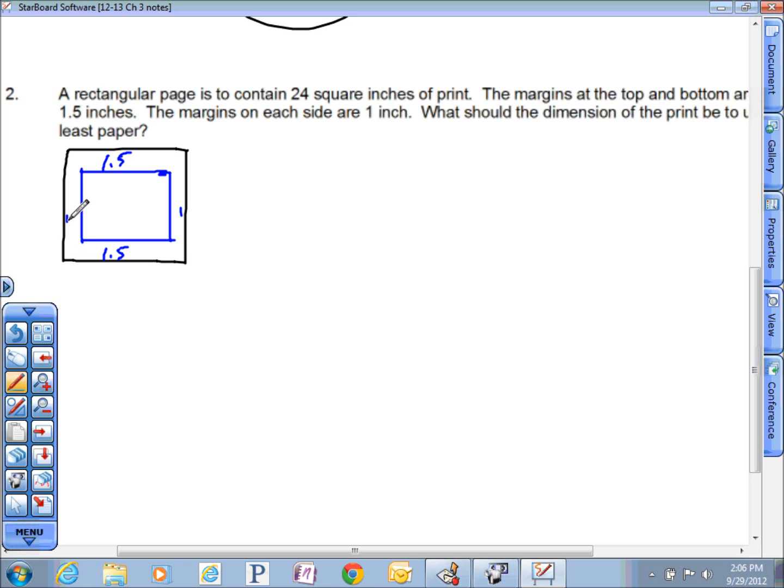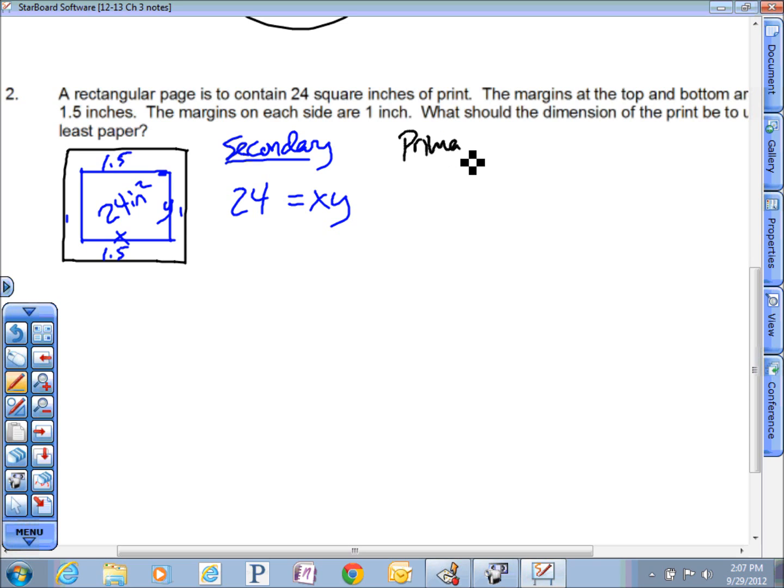So what do we know? It's got 24 square inches of print, which means this blue piece in here is 24 square inches. We're supposed to find the dimensions of the print so we use the least amount of paper. I'm going to call this dimension x, and this dimension y. My secondary equation would be the area of the print, which is 24 square inches equal to x times y. We're trying to use the least paper, so my primary equation would be the margins of the page.